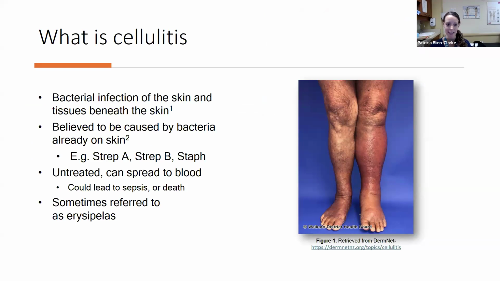So what is cellulitis? It is a bacterial infection of the skin and the tissues beneath the skin. And it's actually believed to be caused by bacteria that are often already living on the skin. These are bacteria such as strep A, strep B, and staph. And if untreated, it can potentially be dangerous. There is a risk of it spreading to the blood, a risk of sepsis or of death in very, very rare scenarios, especially if people are reluctant to seek help for it.